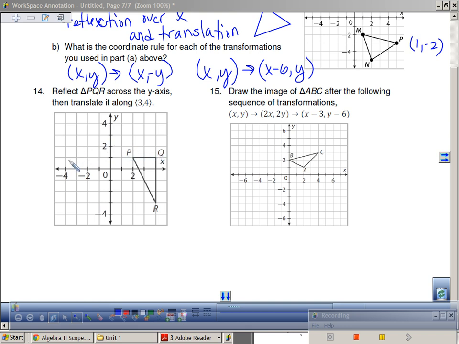I'm going over Y, what changes? The X. When I go over Y, X changes. If you don't know that, count. How far am I going to go over for P? So I'm going to go 2 more. Good. How far am I going to go over for Q? 4, so 4 more. Q prime. And how far for R? 4, so 4 again.